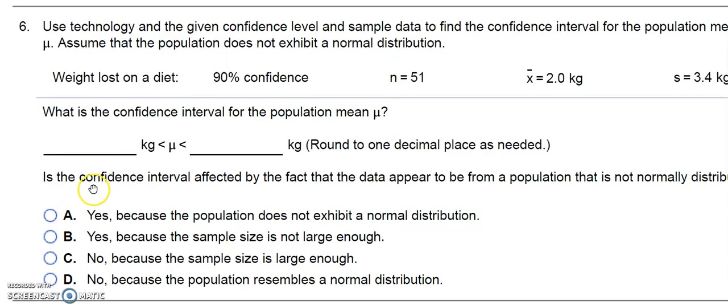Oh, actually here it's asking if the confidence interval is affected by the normal distribution. So this has to do with the sample size being large enough or not, and 51 is large enough, so it's not affected. You can put C for this particular sample size.